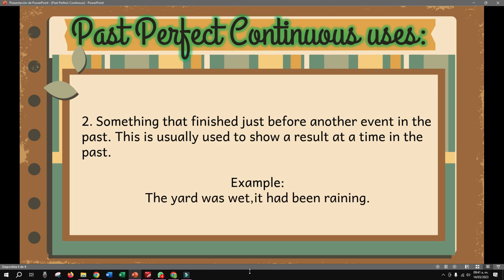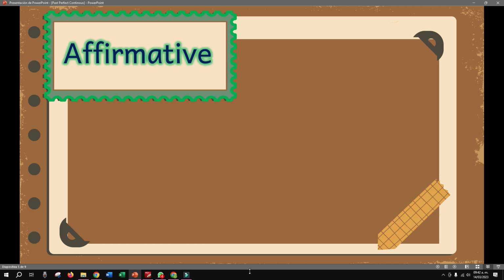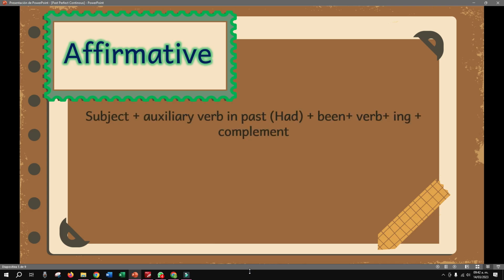For example, the jar was wet. You have there an event. The jar was wet. It had been raining. That's another event, right? That will be like the result of the first event. So the jar was wet. It had been raining. There you're using the past perfect continuous in that case. Thank you.